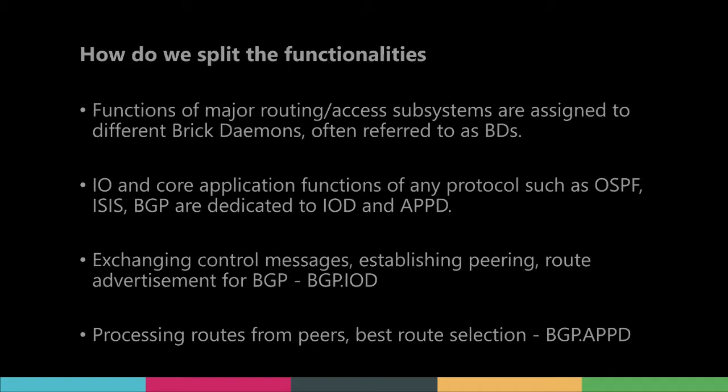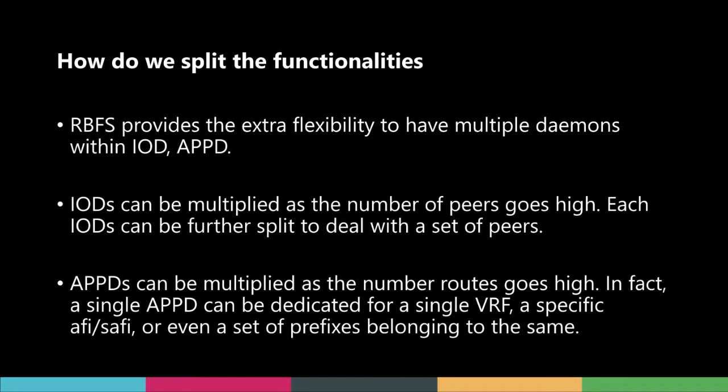The first one is BGP IOD, the BGP IO daemon. This takes care of the IO operations such as establishing the peering, receiving various BGP messages, and advertising the routes to its peers. And there is another BGP daemon, which is the BGP application daemon, or shortly BGP AppD. This processes the routes and performs the best route selection.